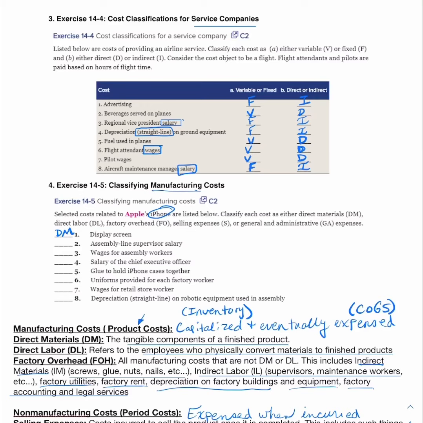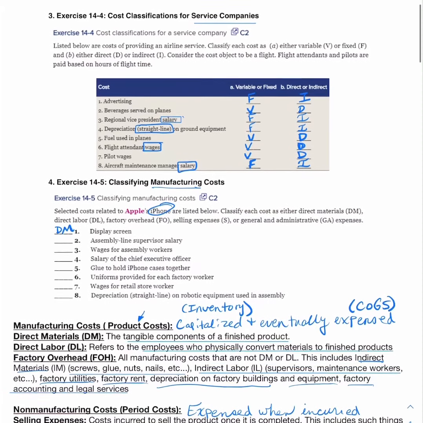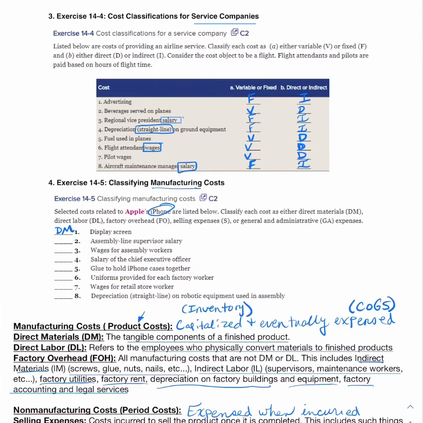So now within these non-manufacturing costs, we do have two major groupings. We have what we call selling expenses, and then we have general and administrative expenses. Selling expenses are costs incurred to sell the product once it is completed. This includes things such as advertising, delivery, commissions for salespeople. Anything along these lines is a selling expense. Next, we have general and administrative, and these are costs that are not related to the manufacturing or sale of the product. This includes accounting, office employee wages, office rent, office equipment depreciation, etc.